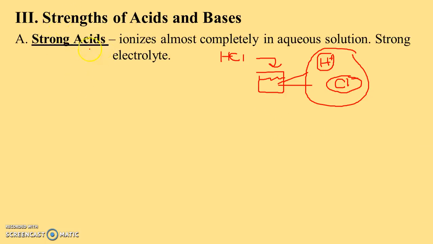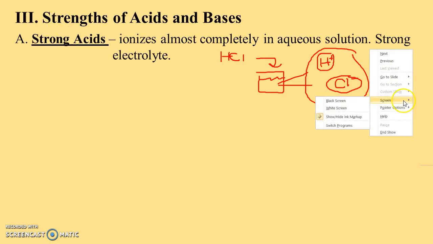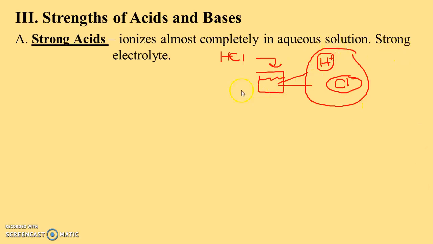So all it means when it says a strong acid or a strong base is that they completely ionize. They're strong electrolytes. Some examples: hydrochloric acid and sulfuric acid are both examples. Remember, we can tell it's an acid because it has an H in front, it starts with a hydrogen.